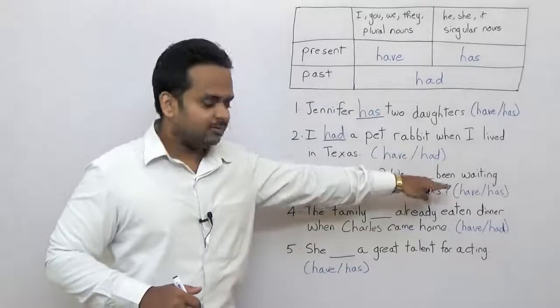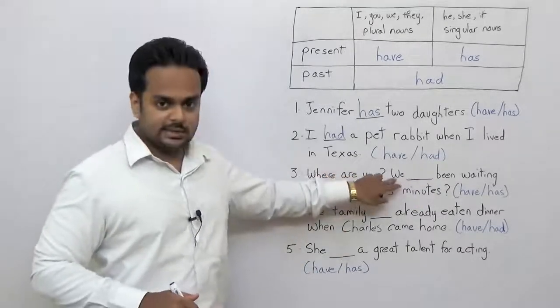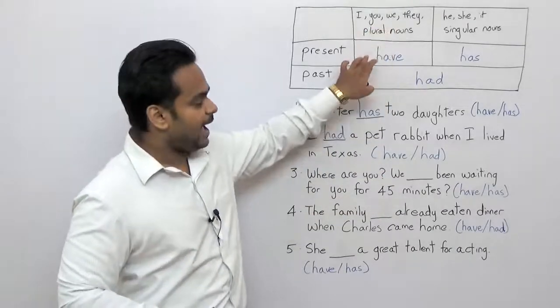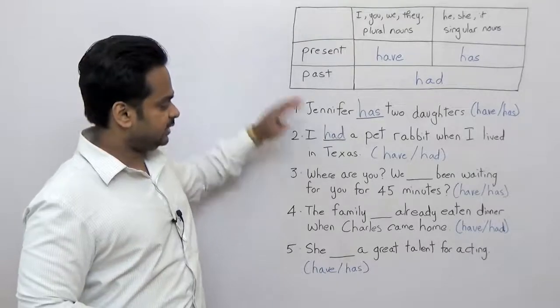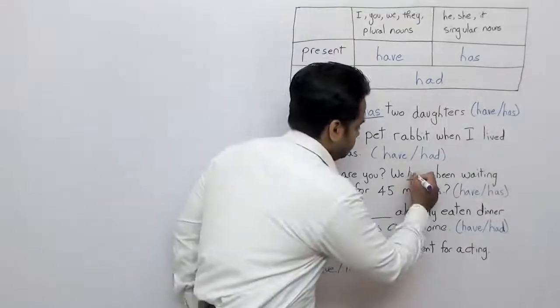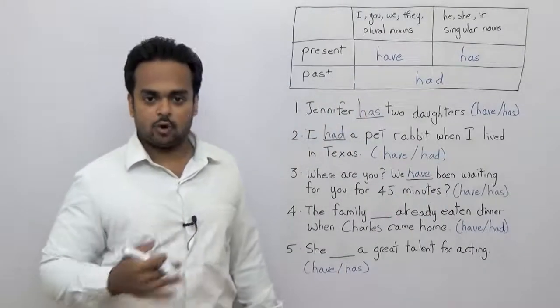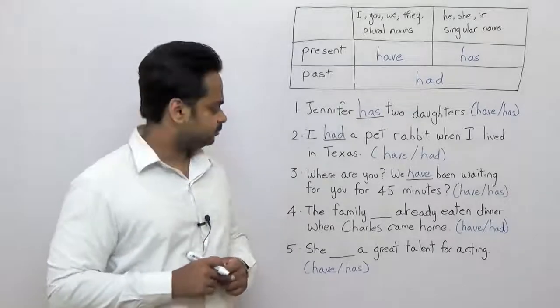So would you say have or has? Well, the subject of this sentence is we. And if the subject is we, you use have because this sentence is in the present. This is in fact in the present perfect tense. So we have been waiting for you for 45 minutes. This is still happening, so it's in the present, remember.